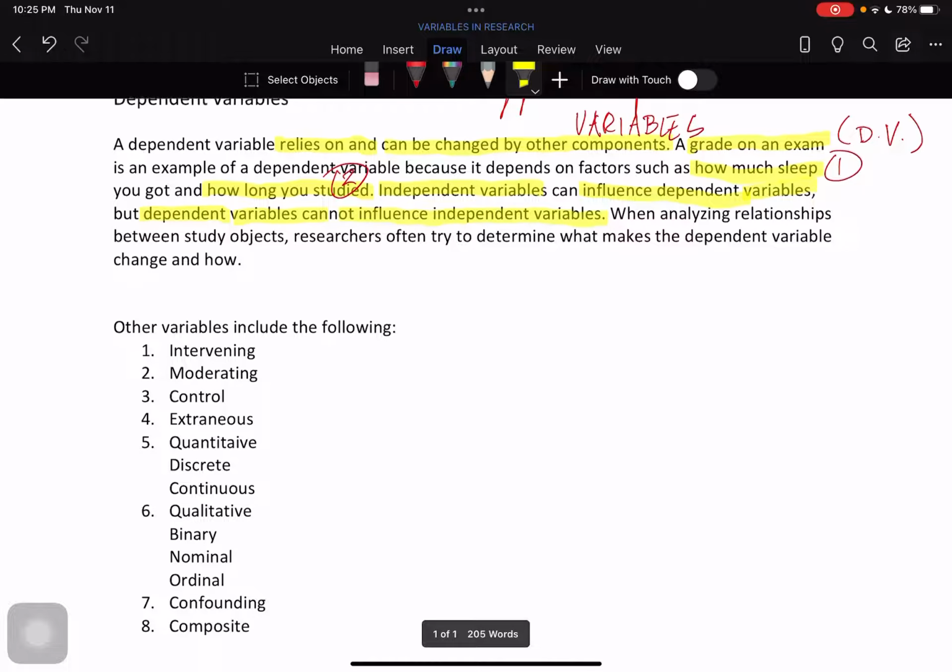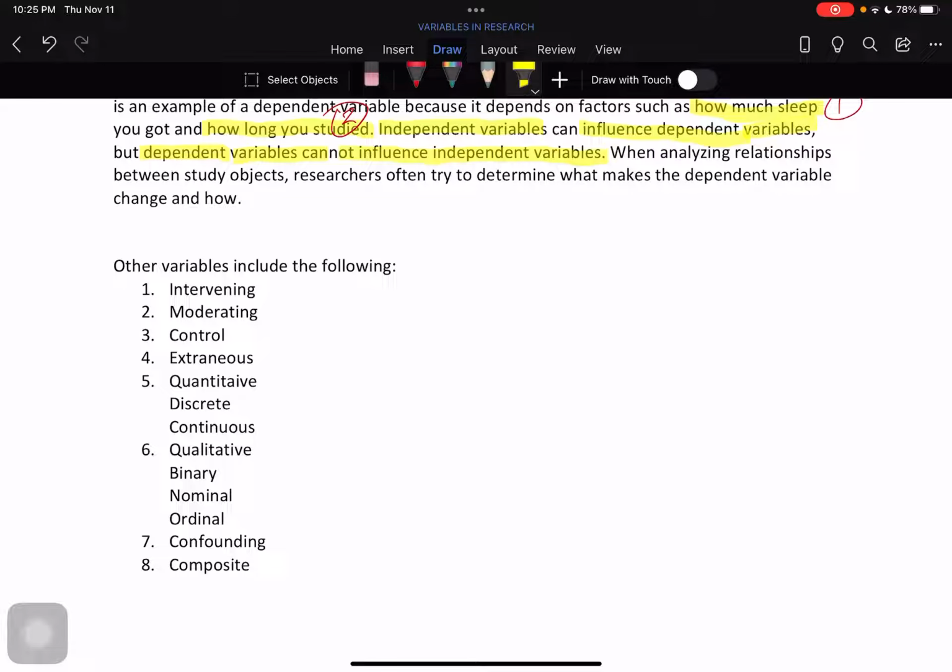Now, as I mentioned earlier, aside from the IV and DV, there are other variables that are present and used in studies. Some of them are the following. You have the intervening variable, moderating variable, control variable, extraneous variable, and quantitative variables, pardon the typographical error. Under quantitative you have discrete and continuous, and then you have qualitative. Under qualitative you have binary, nominal, and ordinal, and then you have confounding variables and composite variables.